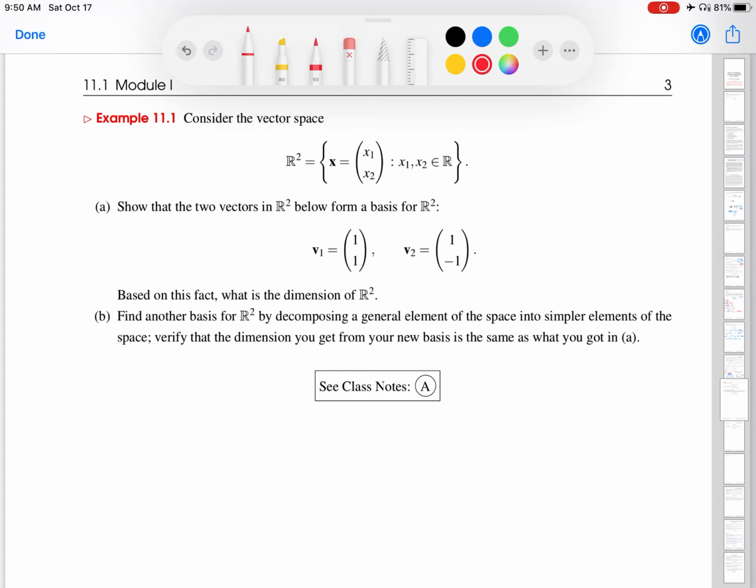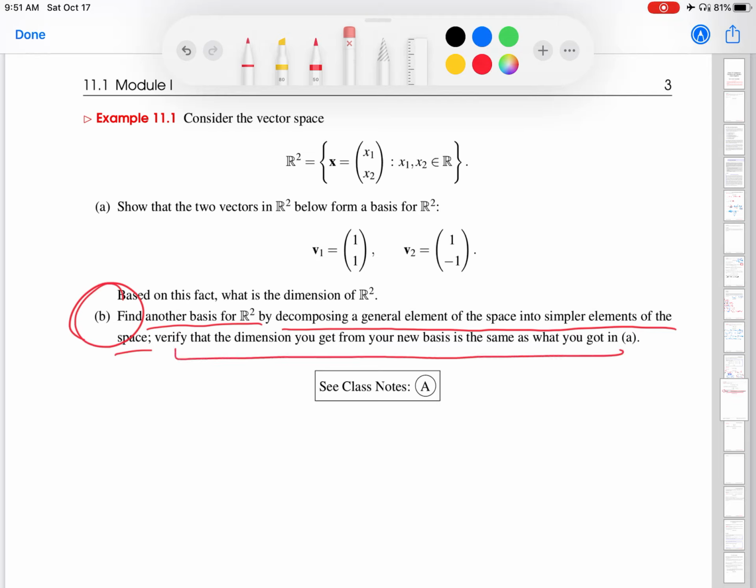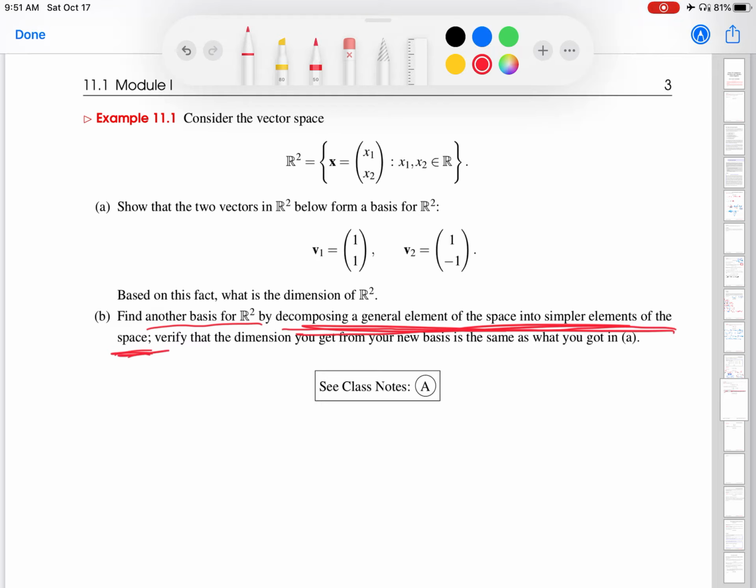If you encounter a vector space in the wild, you open your door one day to go outside for a walk, and there's a vector space, right? How do you find a basis for that vector space? So that's the point of part B here. I say find another basis for R2 by decomposing a general element of the space into simpler elements of the space. And then verify the dimension you get is the same as you got from A. This little part here, I'm going to really emphasize. This is a really good way to start off getting some candidates for the basis for a vector space.